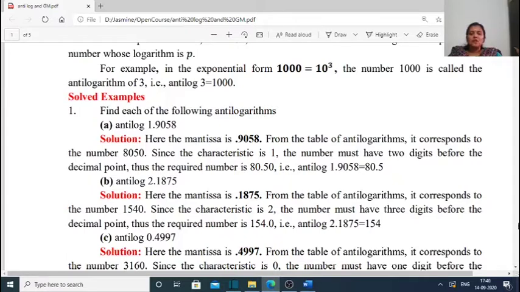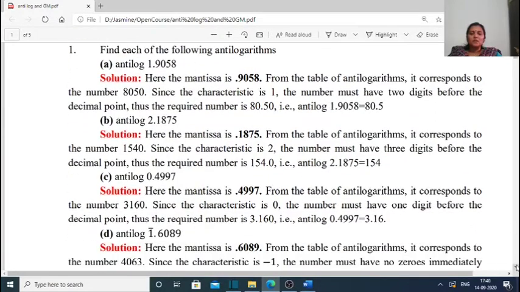Now anti-log of 0.4997. From the anti-logarithm table, the mantissa 0.4997 corresponds to the number 3160. So here the characteristic is 0. Therefore the number must have 1 digit before the decimal point, 0 plus 1. Therefore the required number is 3.16.